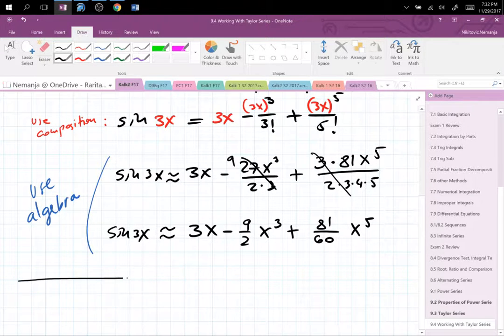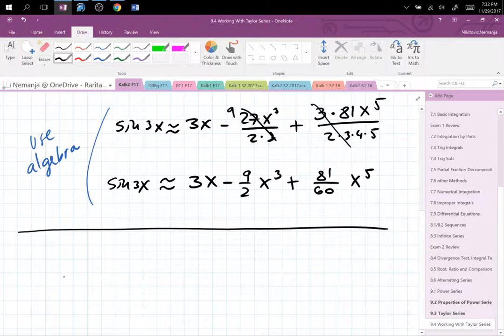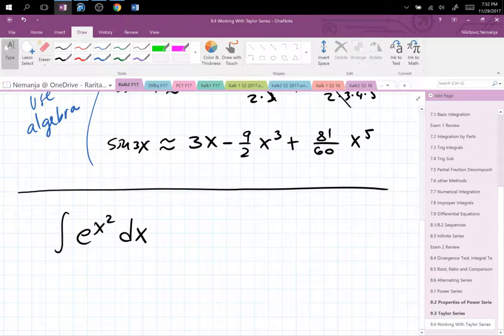And the next problem is very interesting. Integral of e to the x squared dx. Can we use U sub? Hell no. Can we use anything else? And the answer is no, you cannot. You cannot use anything else because we don't have those methods to solve this in Calc 2.